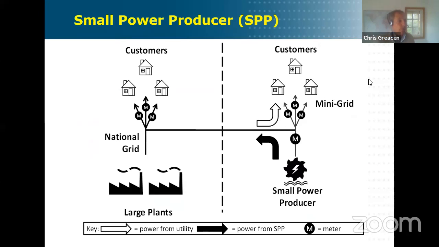The next option that we'll look at is a small power producer, or SPP. And in this case, the mini grid abandons the distribution network, but it keeps its generation and it sells electricity to the national grid at a wholesale tariff. This works particularly well for mini grids that had micro-hydro generators, because micro-hydro has zero fuel costs and can generate electricity 24/7.